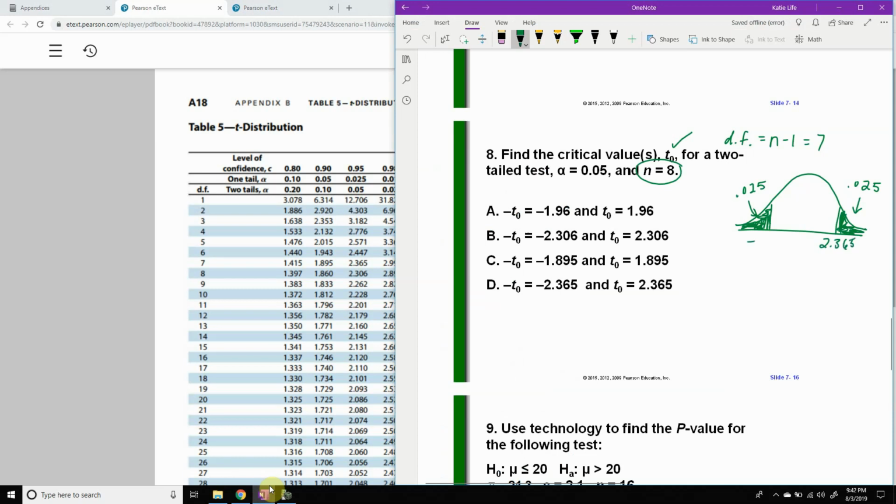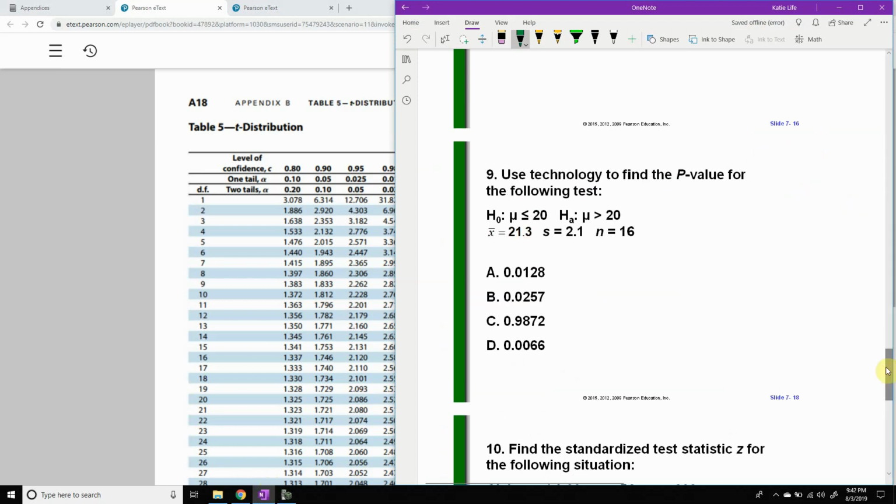2.365 up here and negative 2.365 down here. That looks like D. 8 is D. Number 9, use technology to find the p-value for the following test.